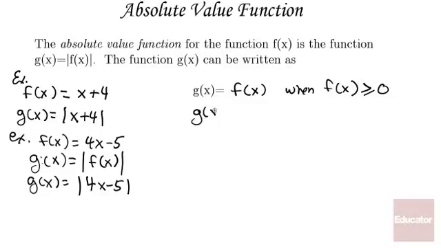Therefore, g of x is negative f of x when f of x is less than 0. So if f of x turns out to be a negative number, to find the absolute value of that, to find g of x, I'm going to take negative f of x. So for results of f of x where f of x is greater than or equal to 0, g of x is the same. It equals f of x. For values where f of x turns out to be negative, then I need to take negative f of x in order to get my result for g of x.